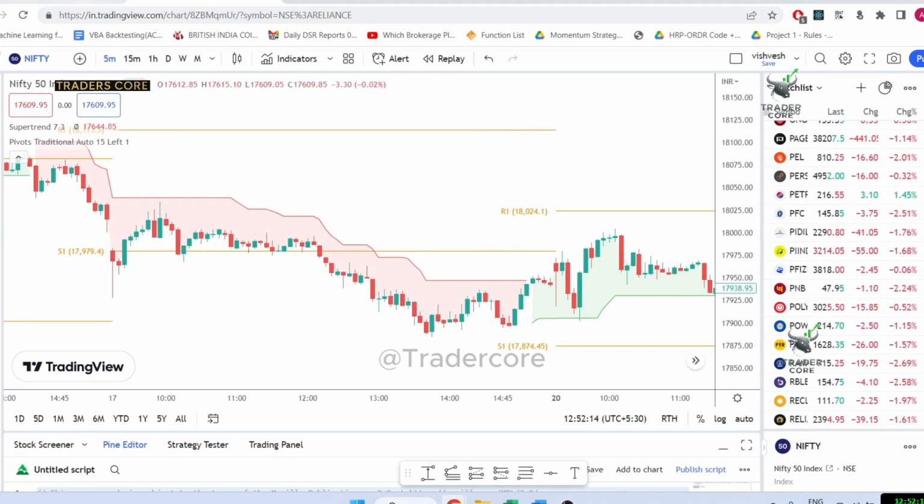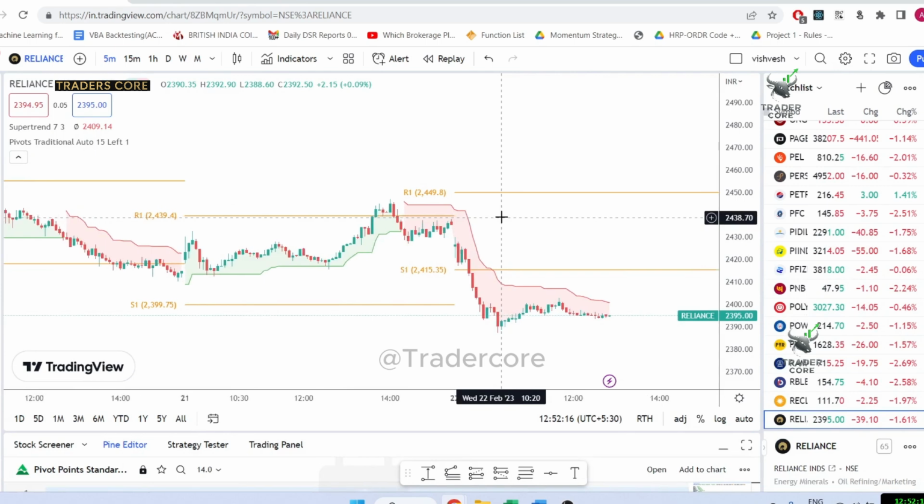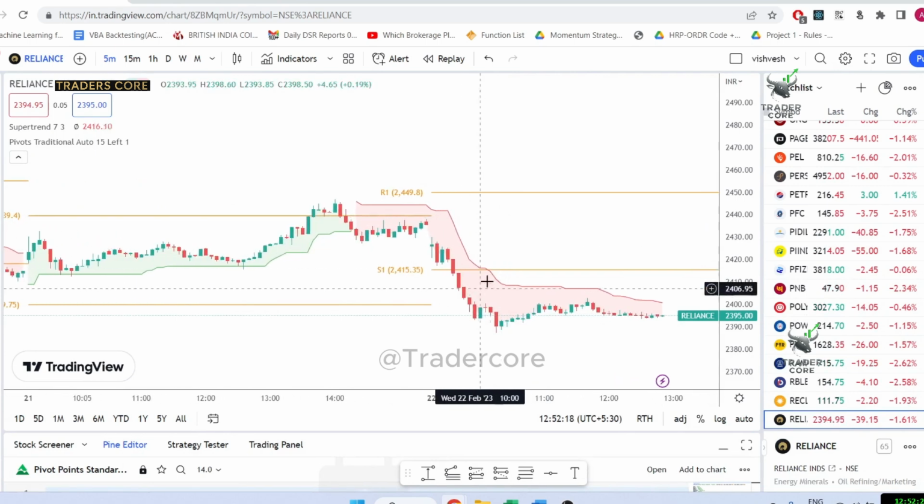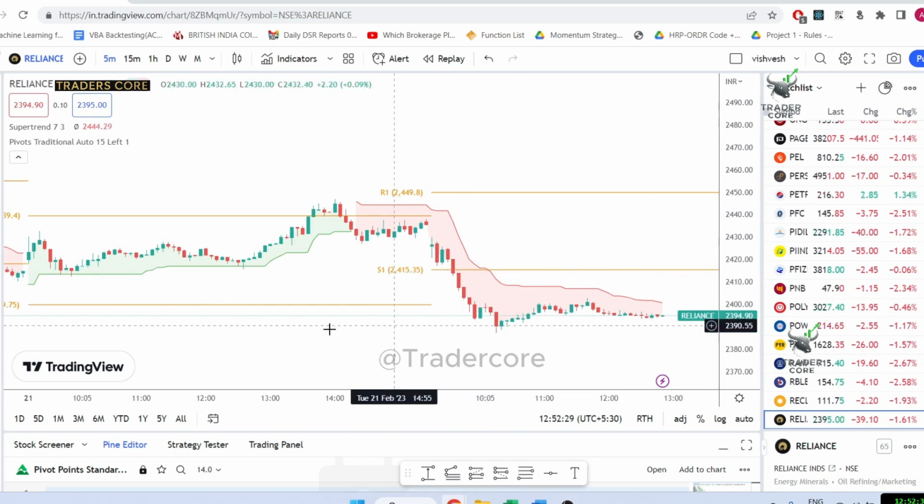Let me also show it to you on a stock. So now I'm showing you on Reliance. Similar to what we saw in Nifty, we will get a selling entry here because the stock Reliance closed below S1 and Supertrend was red. So we would have taken a short entry and we are still in the trade.